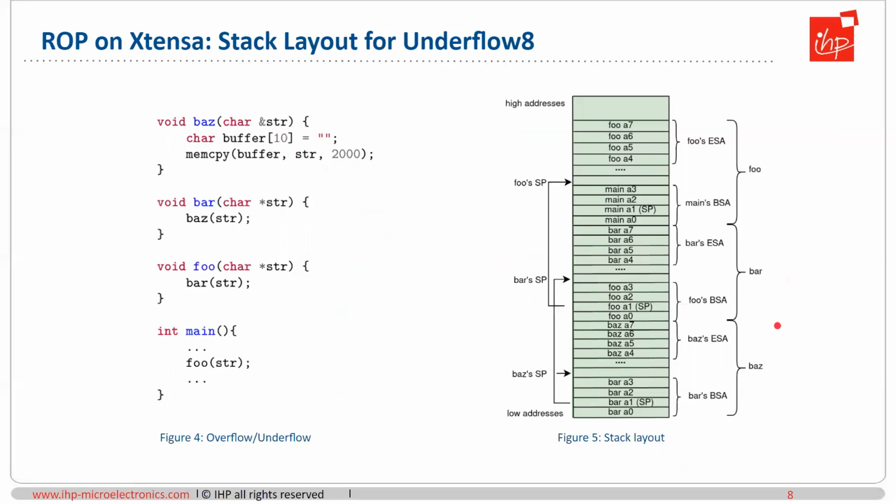Here you can see that a function frame consists of the extra save area, ESA, of the current function, and the base save area, BSA, of the previous function. ESA consists of registers A4 to A7, BSA of registers A0 to A3. Storing the BSA of the previous function allows us to backtrace to the previous frame, and this kind of structure should be preserved during the crafting of the ROP attack.